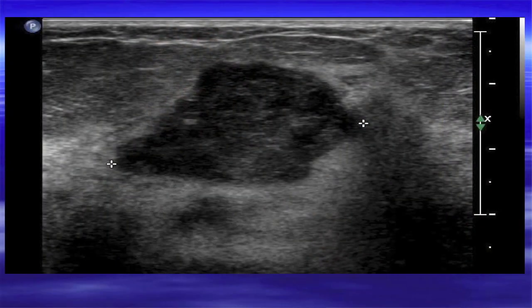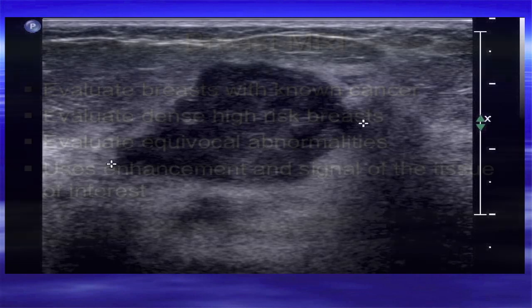Next, we're getting close to the end. Another big kind of benign looking, but does have some angles to it. It has some growing margins. So I'd probably biopsy that.